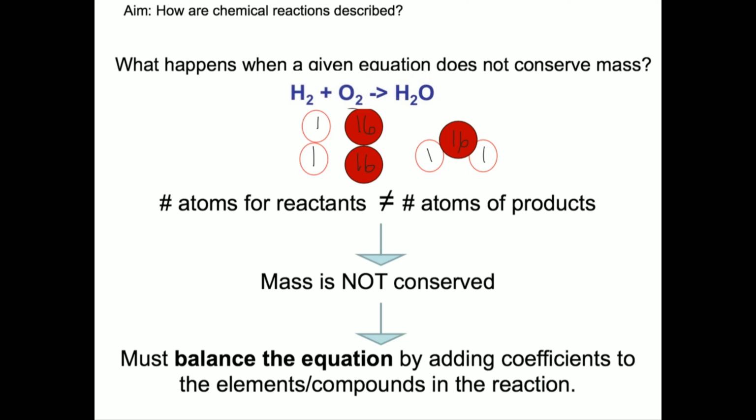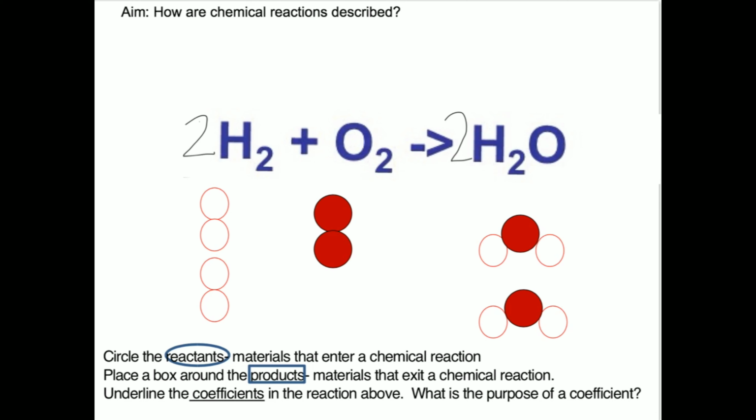So what we're going to need to do is add coefficients or multiples of certain parts of this chemical reaction to make sure that matter and mass are conserved. So here you can see that we first start by adding a coefficient of 2 to the water. This coefficient of 2 adds another oxygen. When I have 2 waters, I have a total mass of 36.